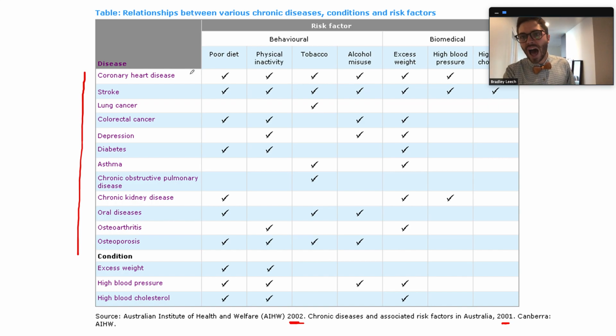So let's look at heart disease. So poor diet, physical inactivity, tobacco use, alcohol use. All of these factors can and are risk factors for heart disease. So there are a few that I want to add in here. We've got depression. In the last 20 years, the amount of research to support that diet is actually a risk factor for depression has grown. So I'll put a tick in there.